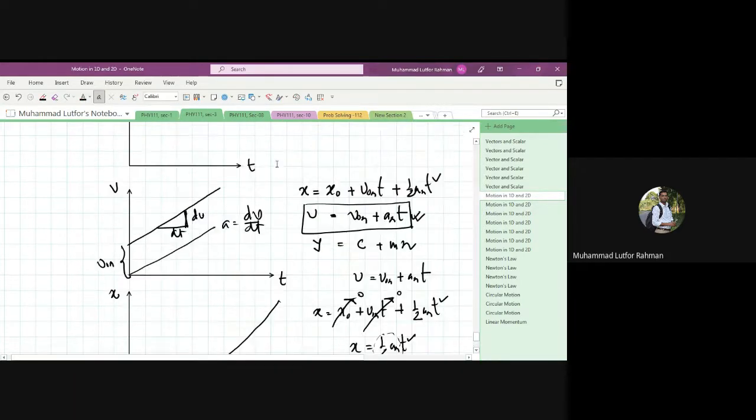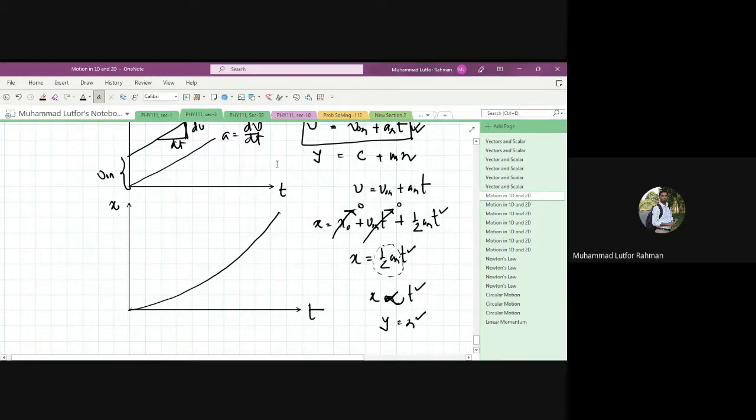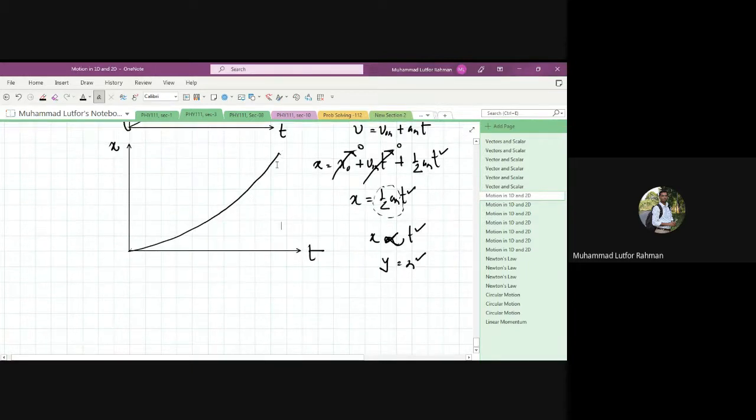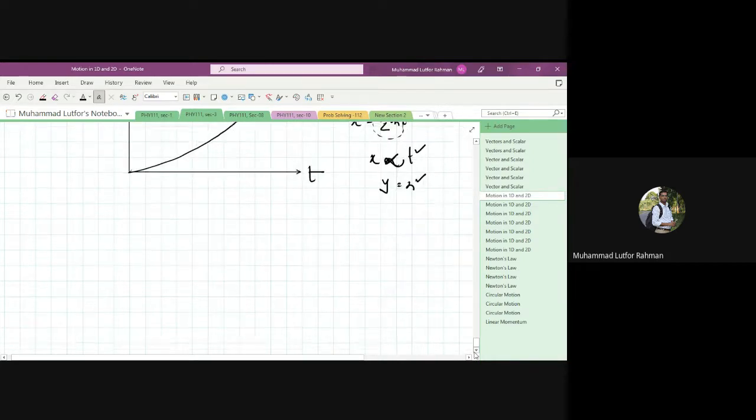You should know this one. We derived it from this equation, only this equation. If you understand, then just by looking at these curves, you can say whether the particle moves at a constant velocity, constant acceleration, or neither. That's why this equation is a very beautiful equation, one of my favorite equations.